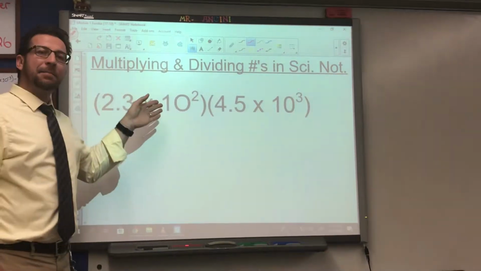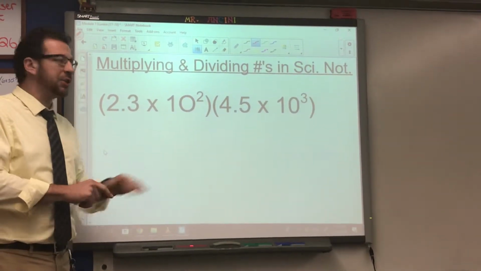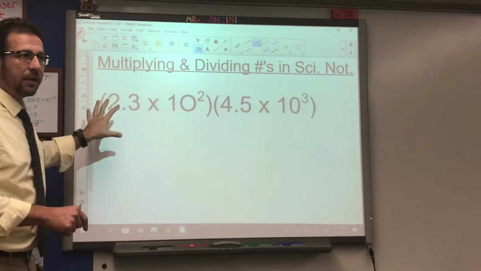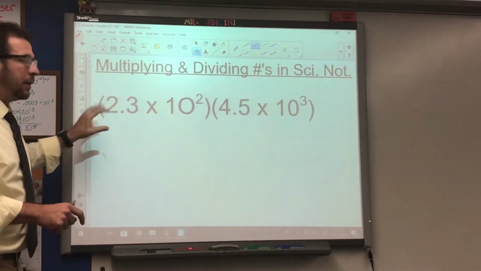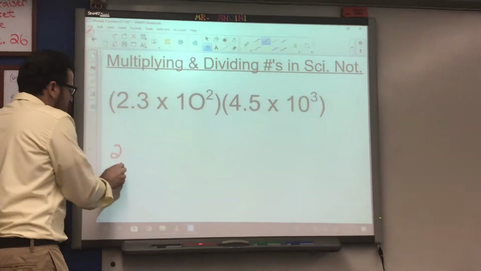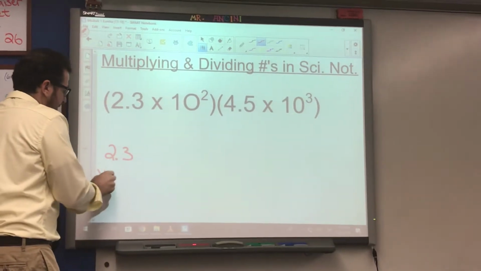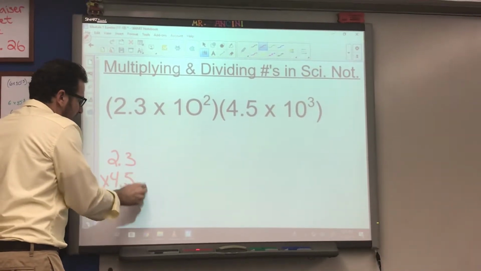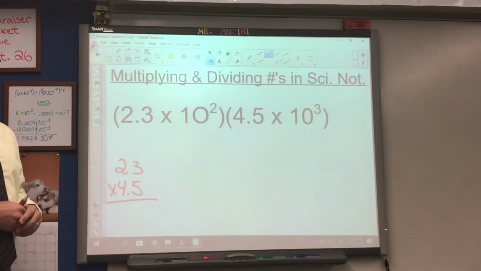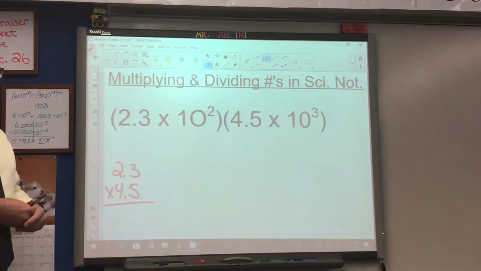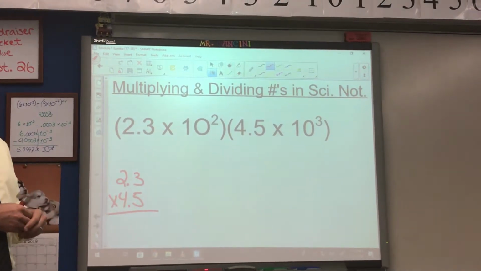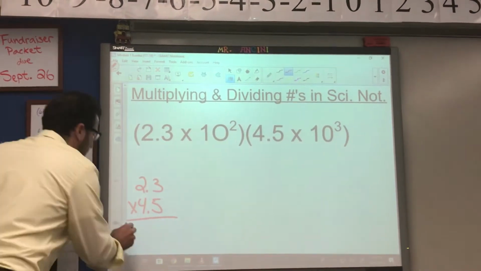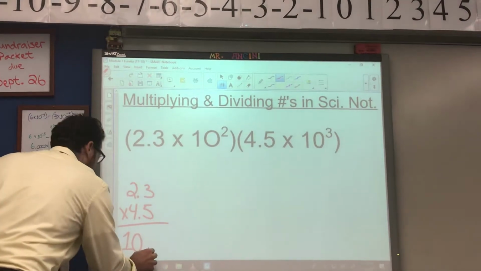So if we're talking about multiplying and dividing numbers in scientific notation, as strange as this may look, if I ask you to multiply 2.3 times 4.5, I'm pretty sure most people could do that. If not by hand, you could calculate it real simply. And what's 2.3 times 4.5? 10.35.